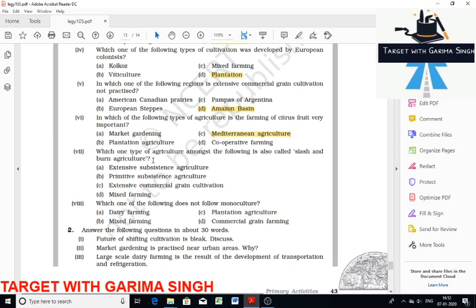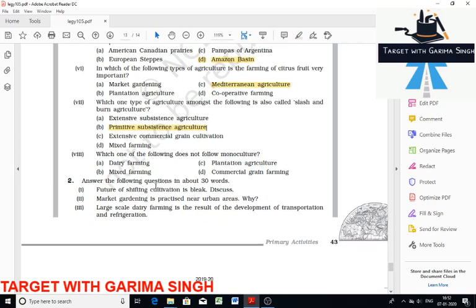Which one type of agriculture amongst the following is also called slash and burn agriculture? So that is primitive subsistence farming. Primitive subsistence farming is also known as slash and burn. Which one of the following does not follow monoculture? Mixed farming does not follow monoculture.